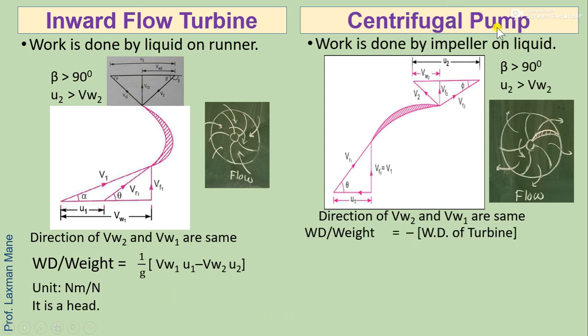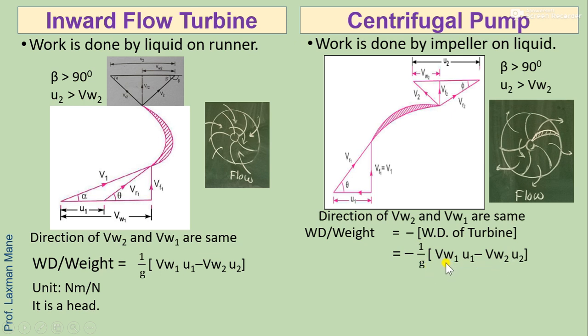A centrifugal pump is a power consuming device and it is a reverse of the Francis turbine, so whatever formula is used for the Francis turbine, the same formula is applicable for the centrifugal pump, but here it is power consuming, meaning it is reverse in action. So the work done per unit weight formula for the pump is given with a negative sign.